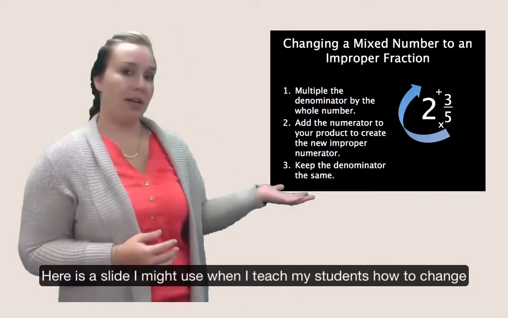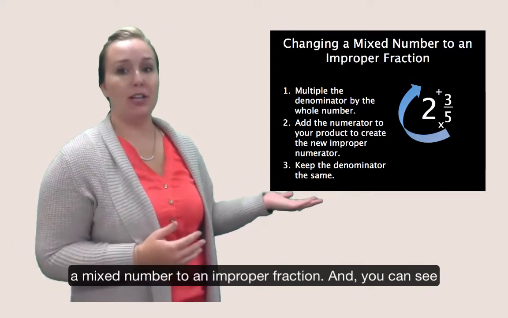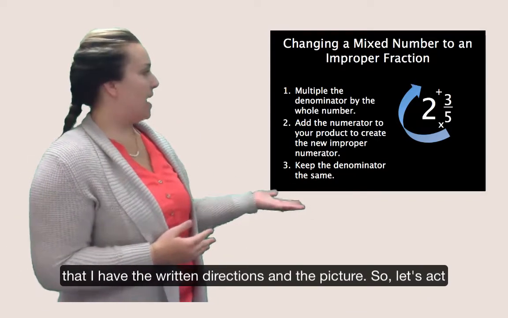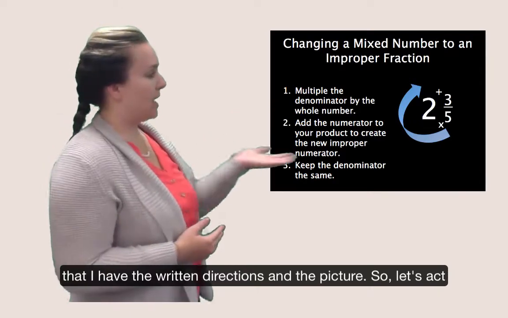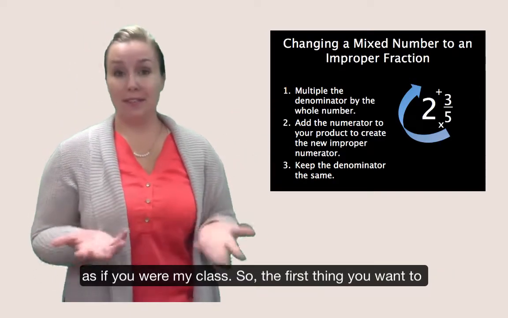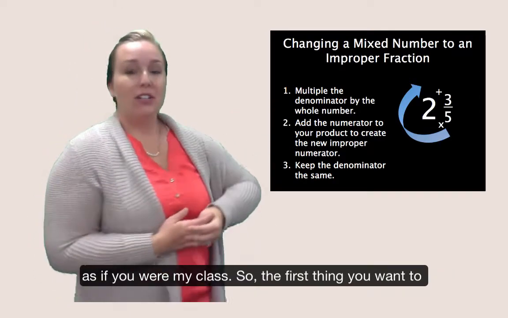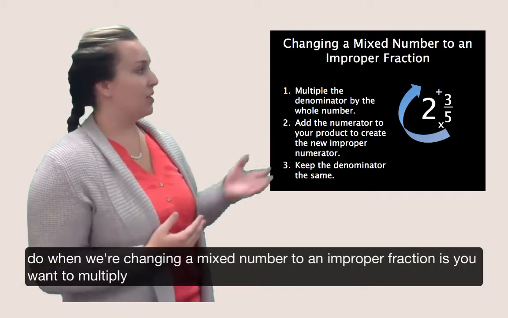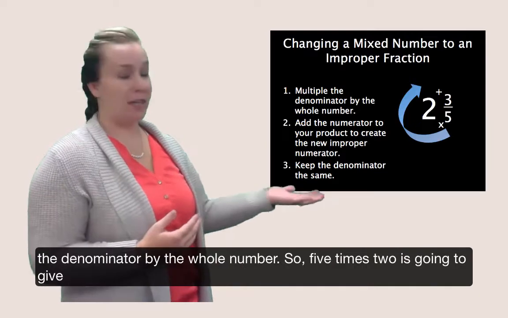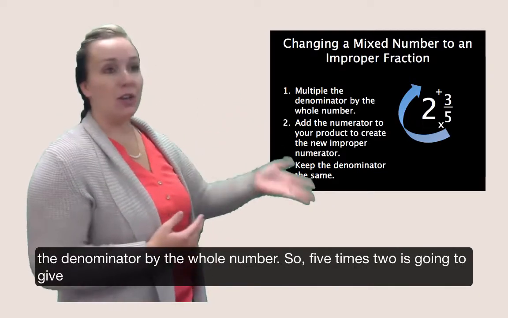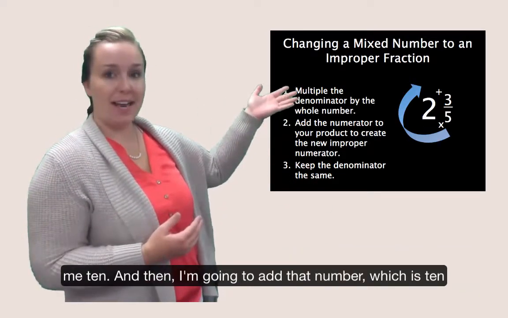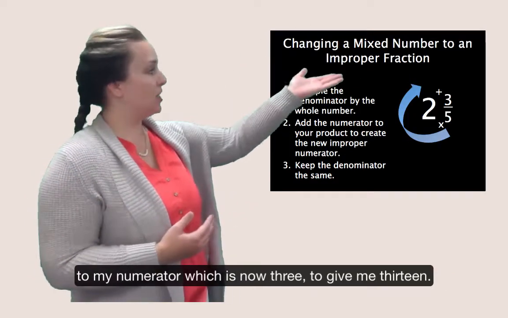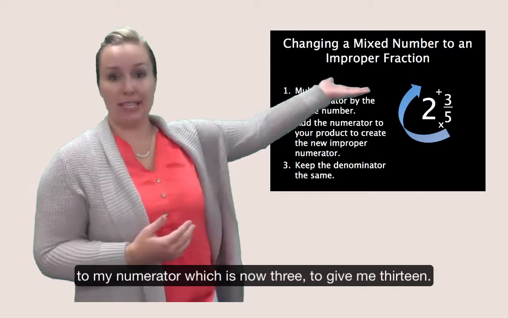Here's a slide I might use when I'm teaching my students how to change a mixed number to an improper fraction. And you can see that I have the written directions and I have the picture. So let's act as if you were my class. So the first thing you want to do when we're changing a mixed number to an improper fraction is you want to multiply the denominator by the whole number. So 5 times 2 is going to give me 10, and then I'm going to add that number, which was 10, to my numerator, which is now 3, to get 13.